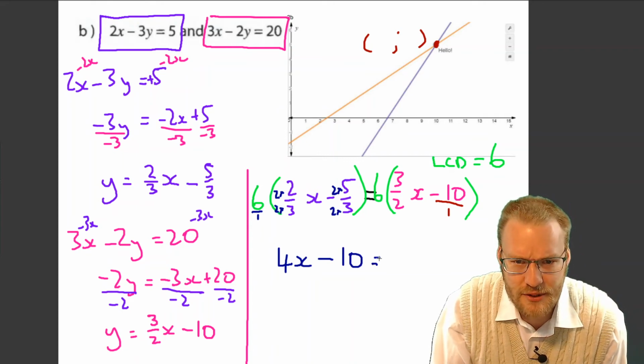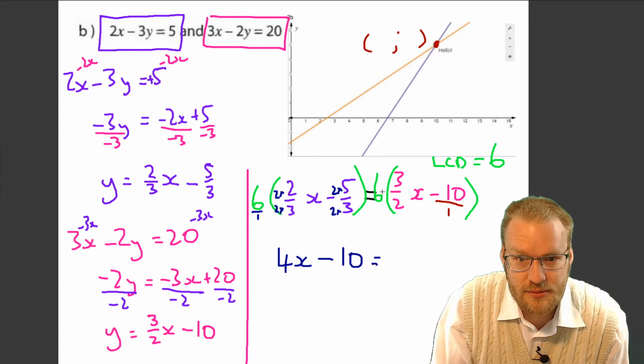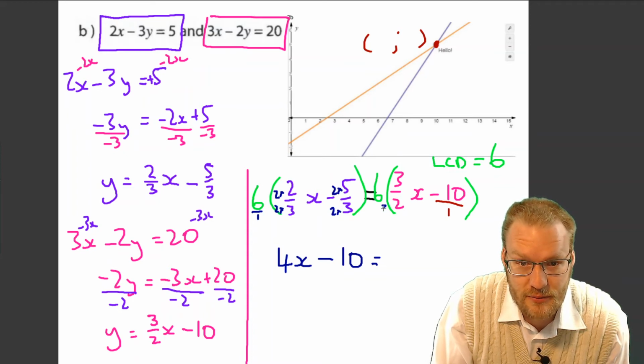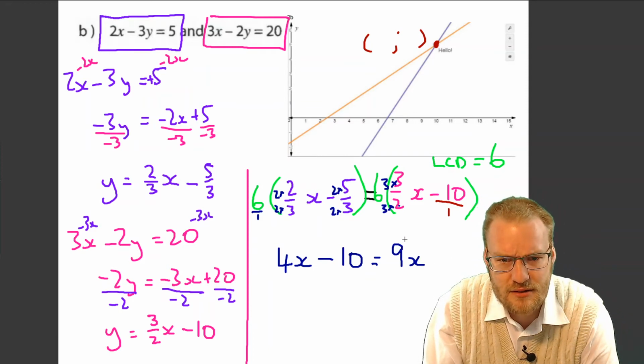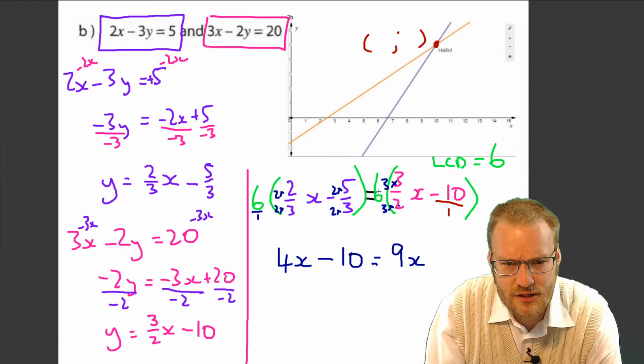Okay, let's do the same on the other side. We're multiplying by 6, in other words, we're finding our LCD of 6. So we're multiplying the top by 3. So we've got 9x. Does that make sense? 9x over 6 is the same as 3 over 2.